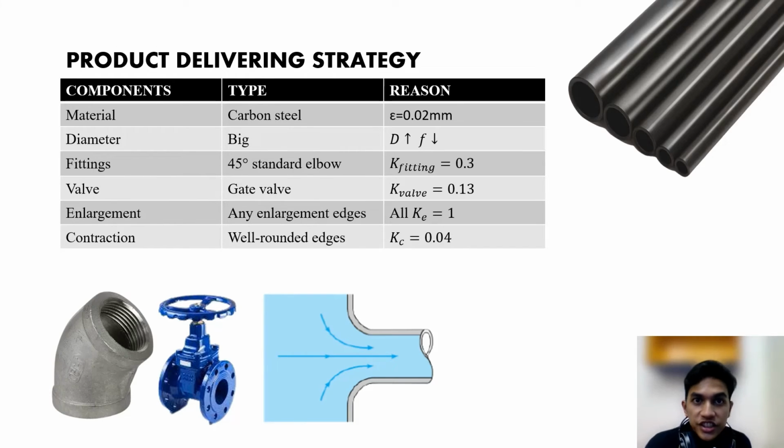In product delivering strategy, some components must be considered based on the two laws. First, carbon steel has been chosen as the material of the pipe because it has low surface roughness. Big diameter pipe is chosen because it will reduce friction factor. 45-degree standard elbow and gate valve have been chosen as fittings and valves because these two have the small relative K constant. For sudden enlargement, any edge characteristic will not affect the system. Lastly, for the sudden contraction, well-rounded edges have been chosen because it has the lowest loss coefficient in contraction.